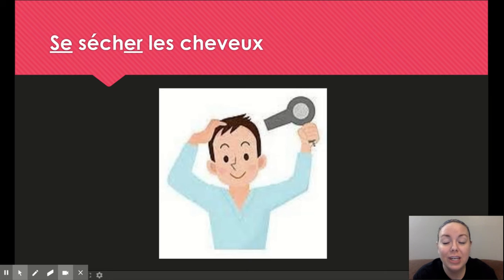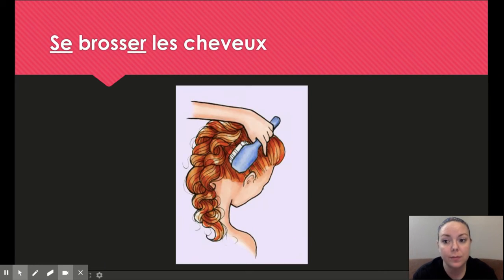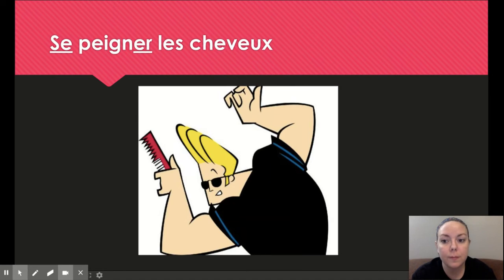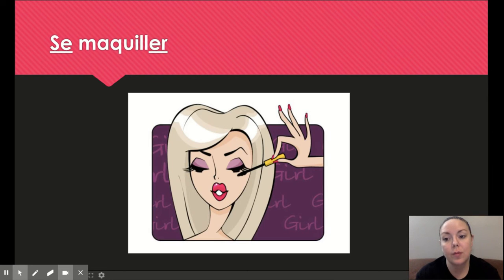Se sécher les cheveux, to dry your own hair. Se brosser les cheveux, to brush your hair. Se peigner les cheveux, slightly different, to comb your hair. Remember, you should be pausing this video and going back and filling these in on the notes. Se maquiller, to put makeup on yourself, to make up yourself.